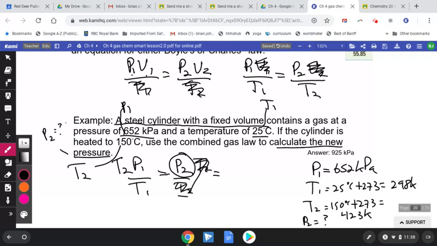So does that make sense to you, Kendall? Danielle, any questions? Nope. Okay, Bella, you're good.